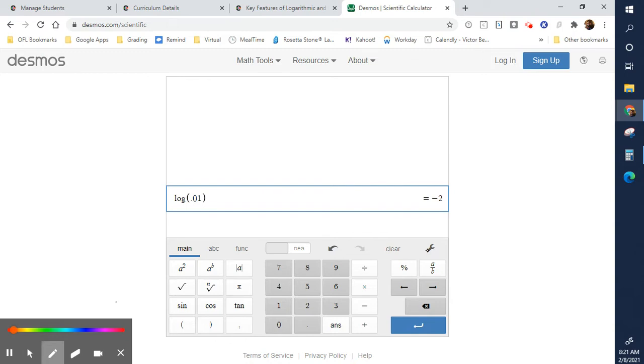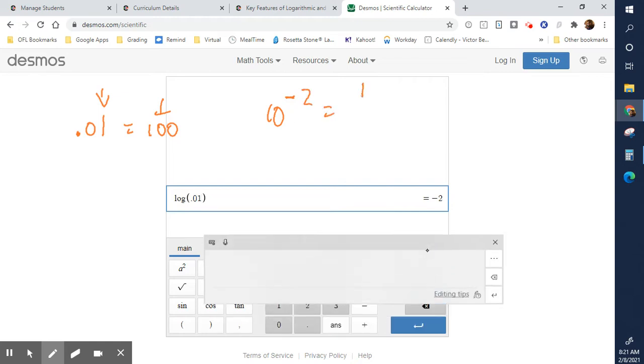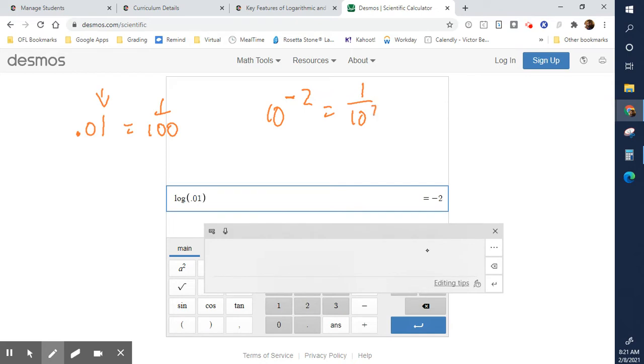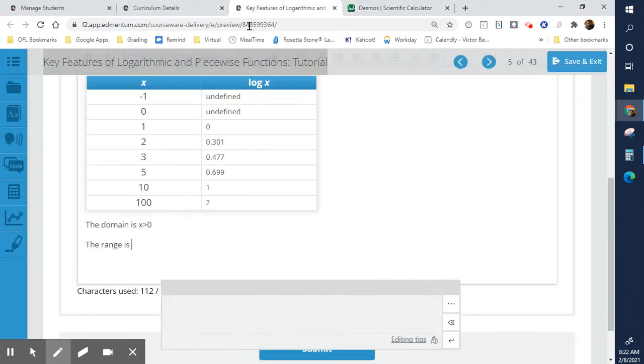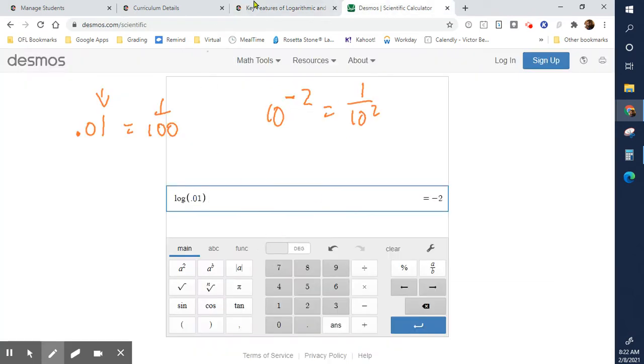The reason for this is that 0.01 is a 1 in the hundredth place. How do I get 10 to be that? Well, first I want the fraction to be at the bottom. And then 10 times 10 is 100. So it's 1 over 10 to the second. That's how we get this -2 there. So it is possible for it to be negative. The range is all real numbers. All numbers that we can think about should fit in the range for the y value.